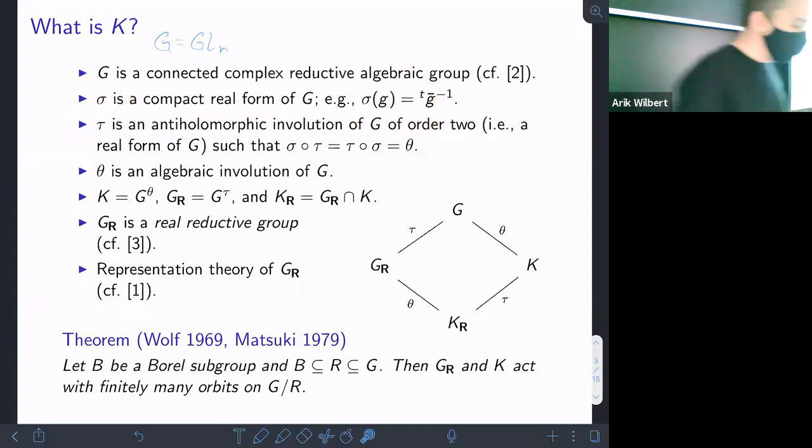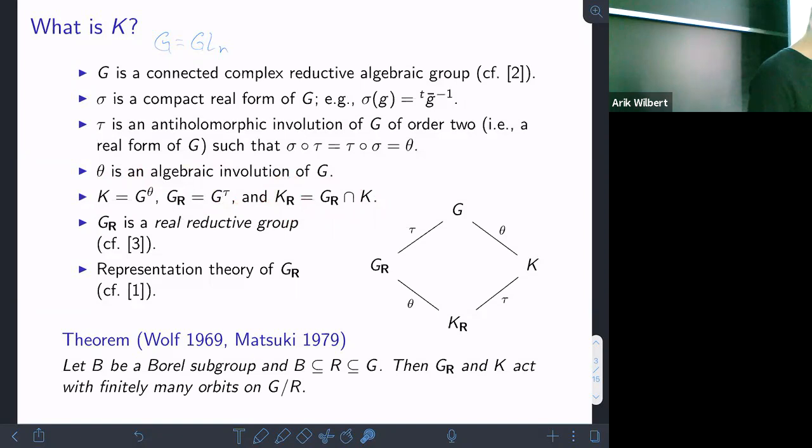We're going to fix an anti-holomorphic involution of G of order 2. This is some real form of your complex group, and you want it to commute with the compact form. You're going to let that be beta. So what you get is an algebraic involution of your algebraic group. The fixed points of beta in G is what you call K. That's the definition. Sometimes you take it to be the connected components, something like that. But the fixed points in G, that's what K is. The fixed points of tau is a real reductive group, G_R. And then your maximal compact group is the intersection of K and G_R.